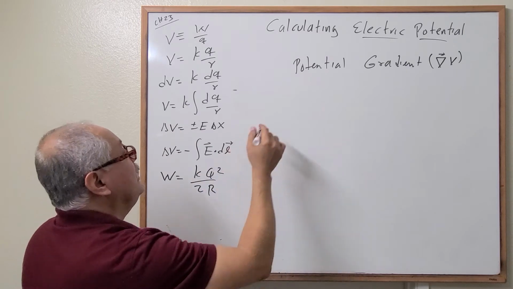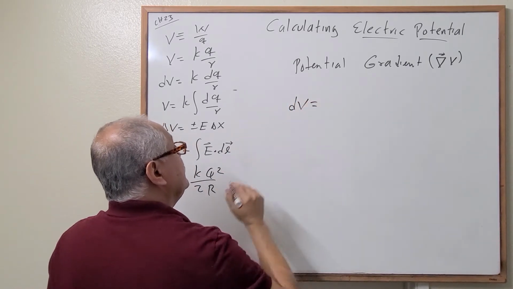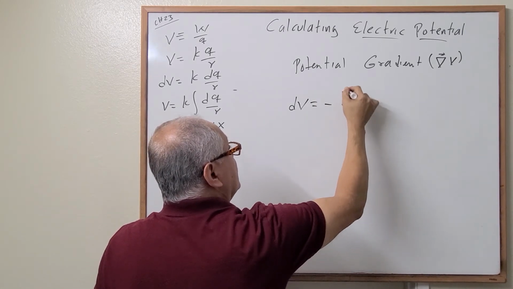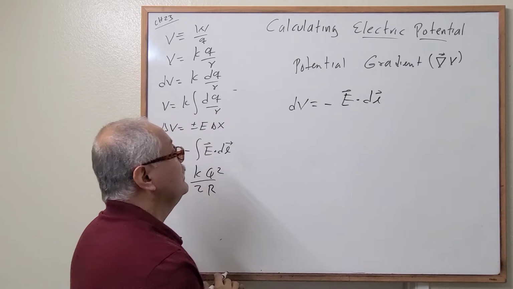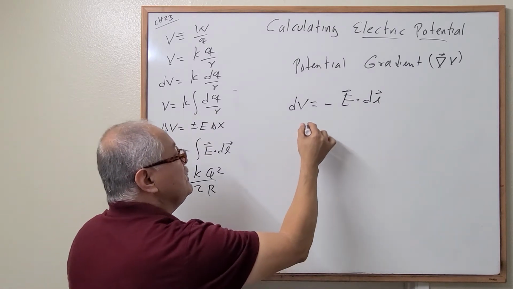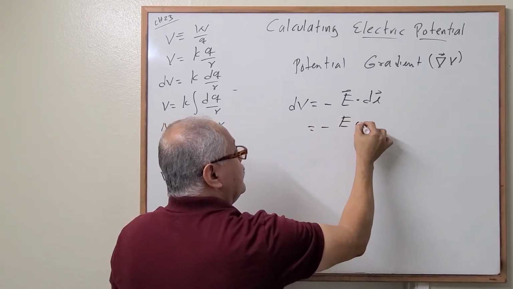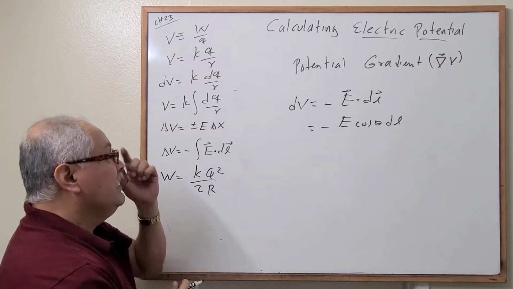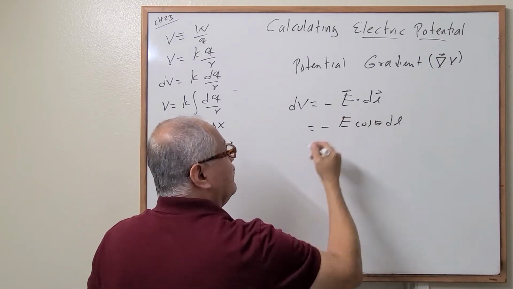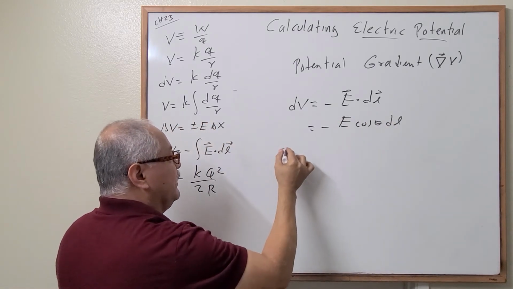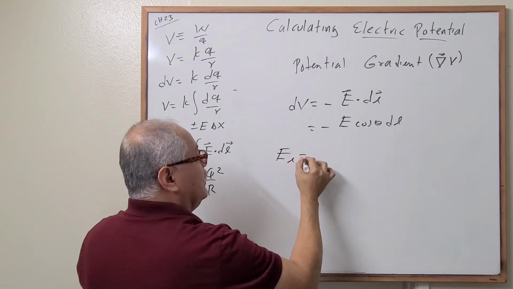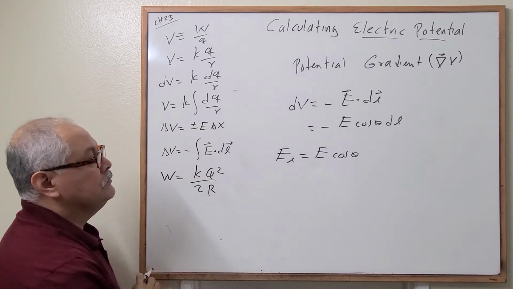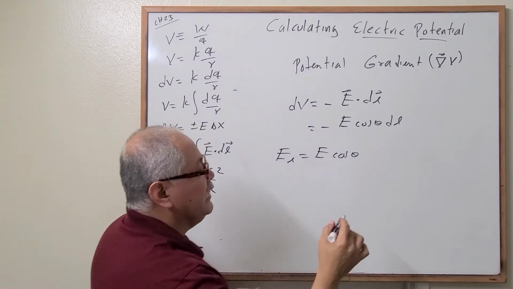So they're the same. The change in the electric potential is equal to negative this dot product, correct? Now, what is this? This is equal to negative E cosine theta dl. Perfect. Now, this is a component of the electric field. Let's make this the component of the electric field, E sub l equals E cosine theta.